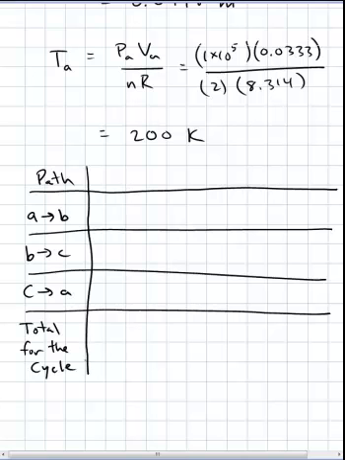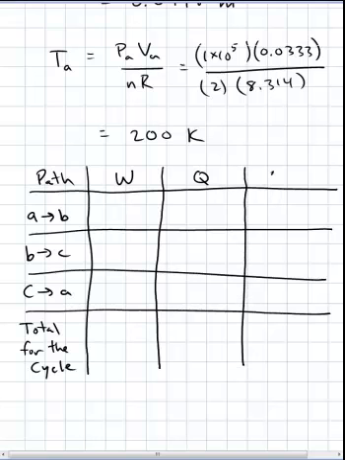And what are we interested in? We're interested in the work done. That's the work done by the gas in our system, by our system. And Q, that's the amount of heat added to or removed from the system. And the change in internal energy, delta U.